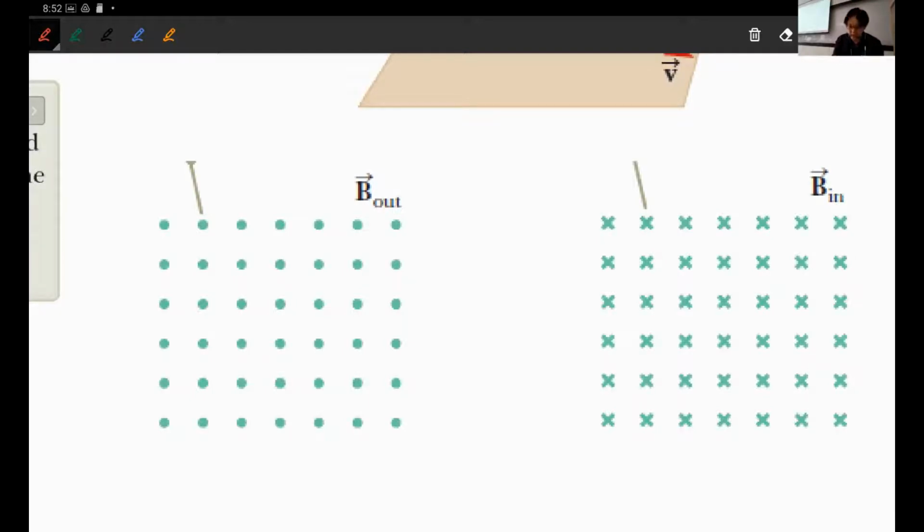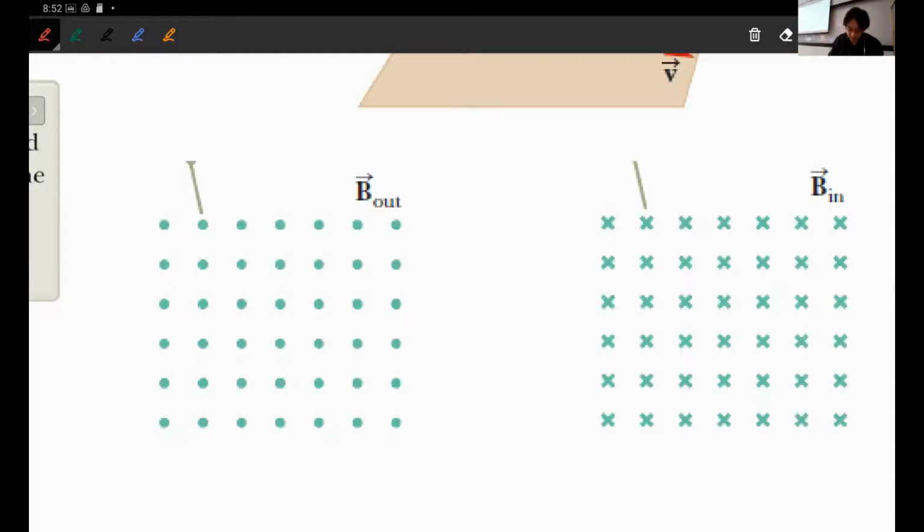If you have a dot, the dot means it's out of the page, perpendicular to the page. So in this case, if you have a dot, it's pointing out of the page. And if you have the cross, it means into the page. All right, so let's check quickly.